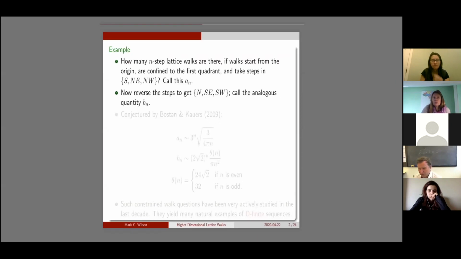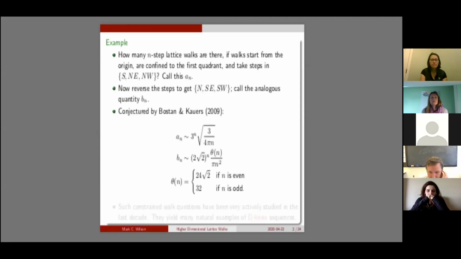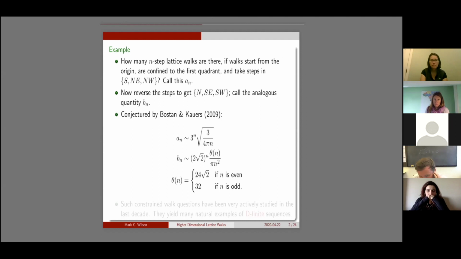Or you could do it with the steps which are completely reversed. So down, I got it wrong again, down to the left, down to the right, and up. So the inverse of the previous steps. So the interesting thing is that, conjectured based on a lot of evidence, you have these asymptotic formulas for the numbers of such walks, and they're very different from each other. Different exponential rate, different polynomial corrections, and one of them is periodic and the other one is not. So this requires an explanation.